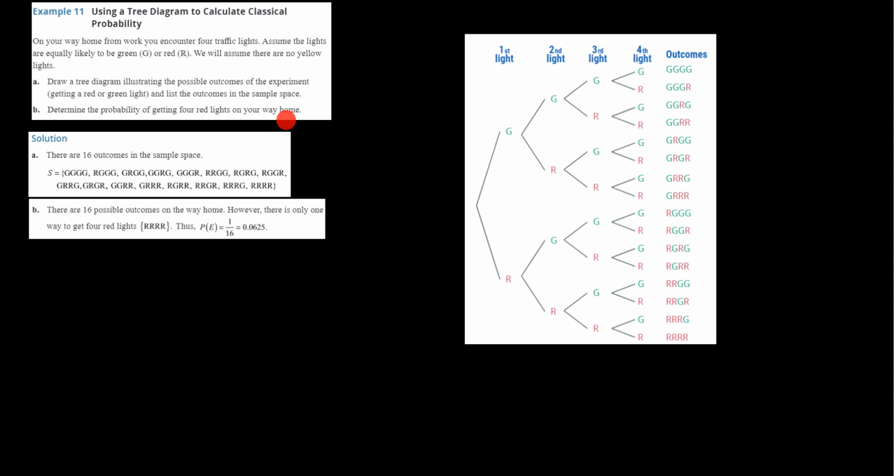B, determine the probability of getting 4 red lights on your way home. If we have a red here, then we go to the next light, we have a red here, the next light, a red here, the next light, a red here. There is only one outcome where I get nothing but red lights. There are 16 total outcomes, but only one outcome where I get all red lights. So I just do 1 divided by 16, which is 0.0625, or 6.25%.